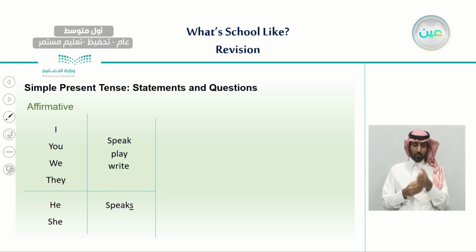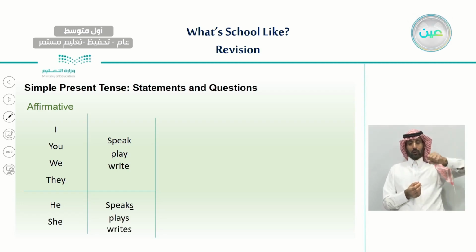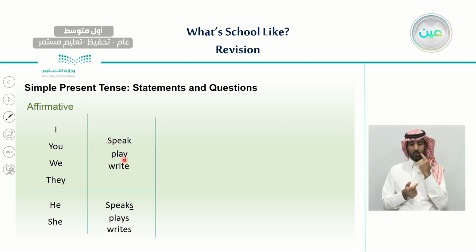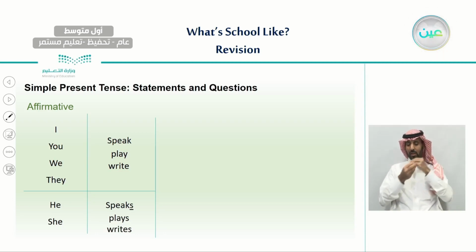For example, with verbs like speak, play, write, we use them as they are. We said, for example, I speak English. You play football. We write homework. So here, with those subject pronouns, we use the verb without making any changes.